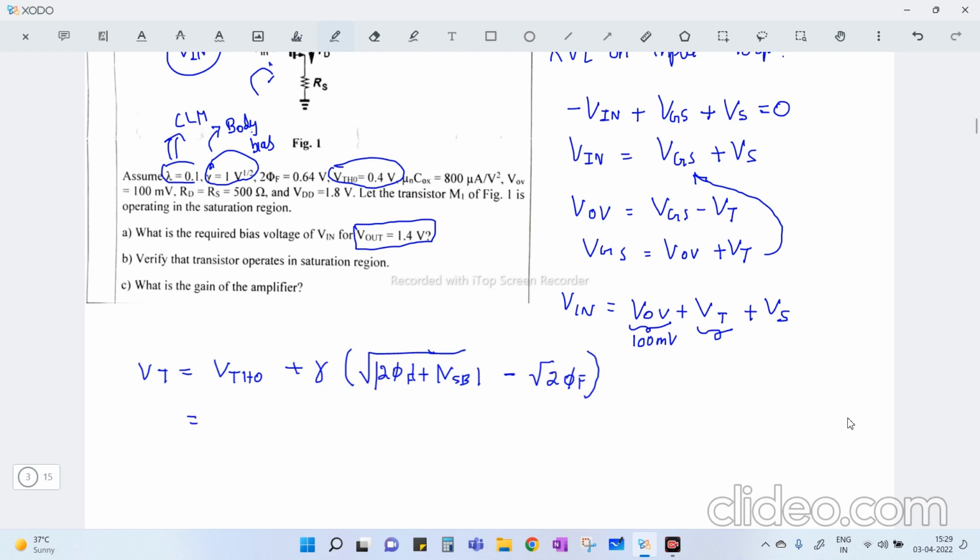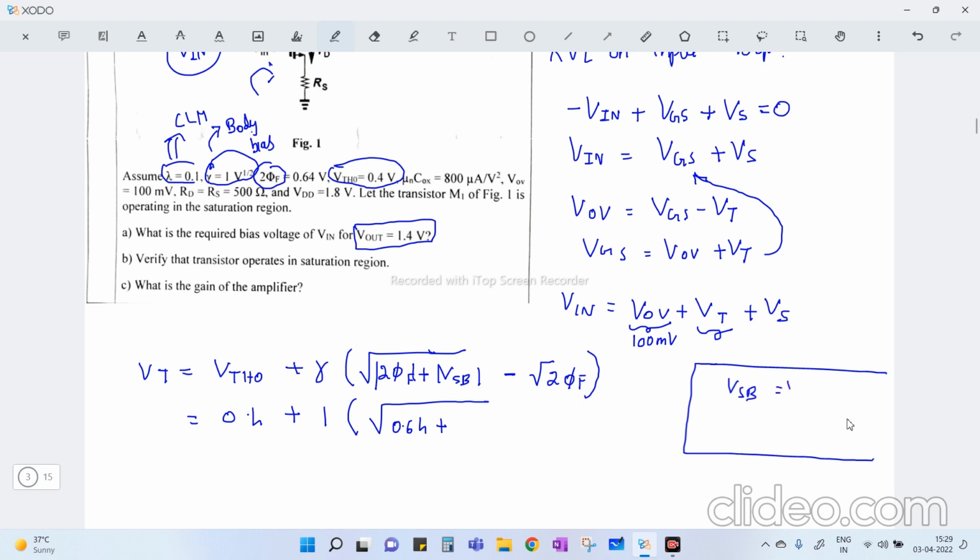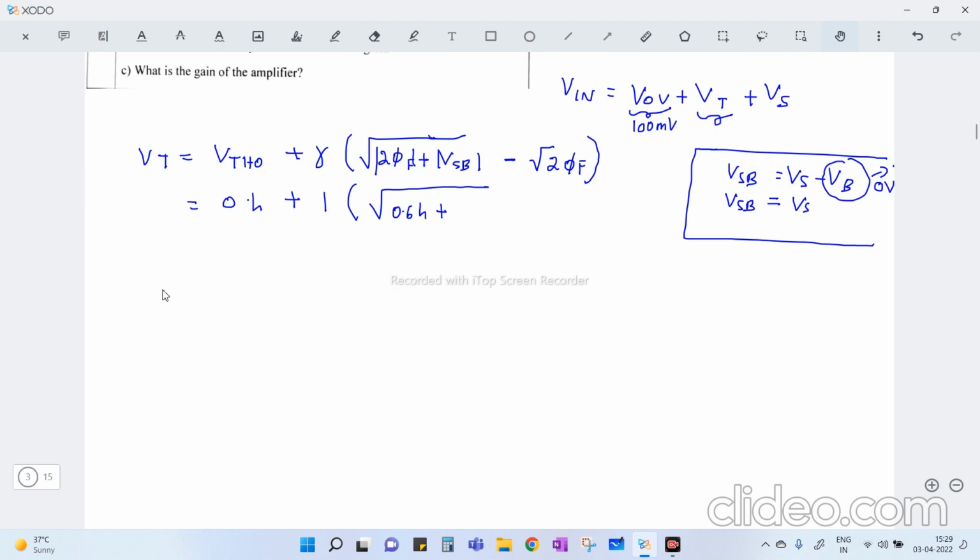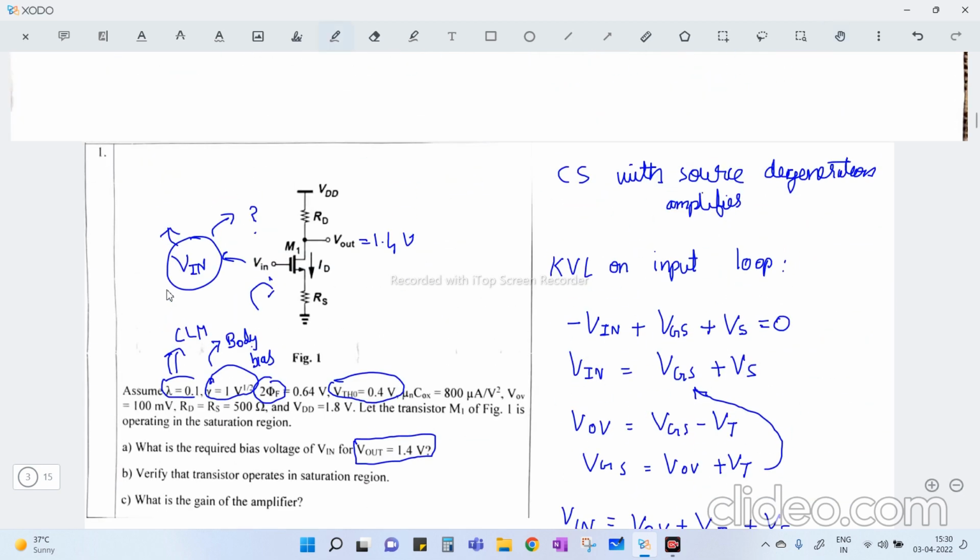So I'll substitute all these values. Gamma is 1, and the value 2 phi f is 0.64, they have given this value, plus VSB, and we shall find the value of VSB. VSB is Vs minus VB. We know that in an NMOS the body is always connected to ground, which is 0 volts. So VSB would be Vs. Now let us find what Vs is.